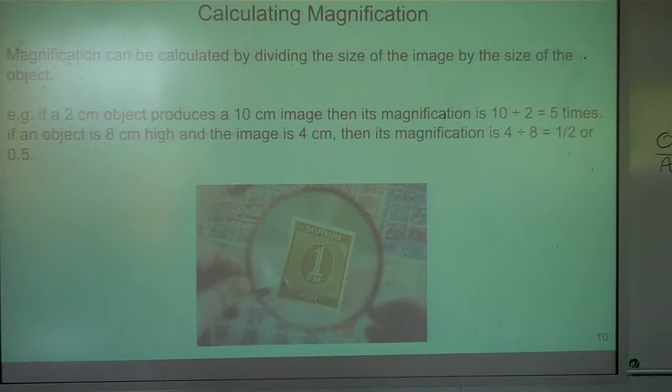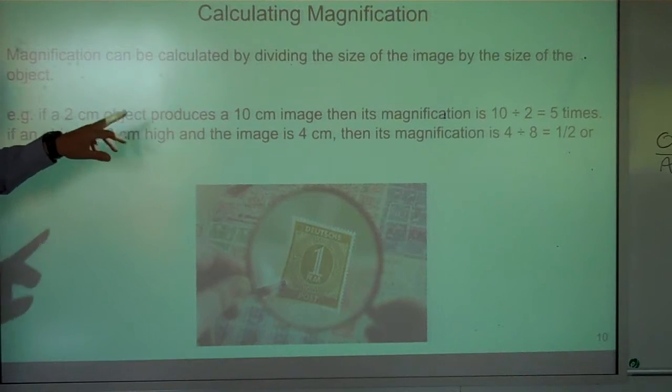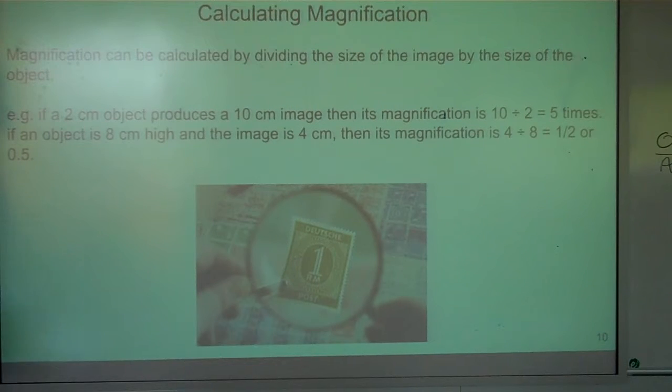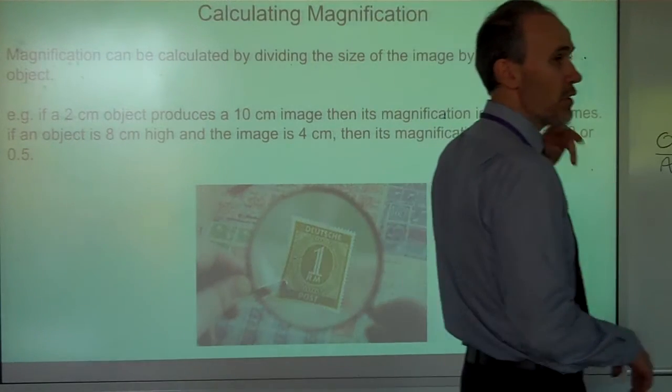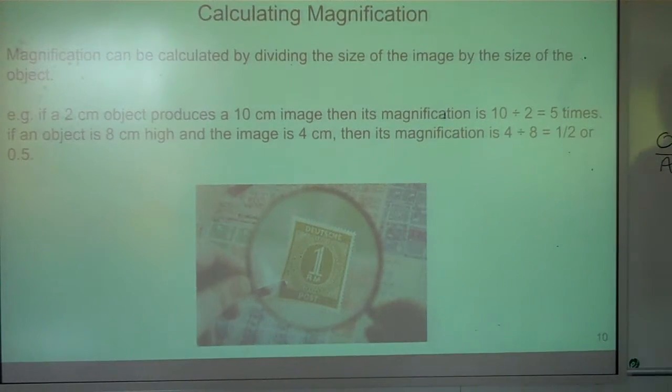Okay, magnification can be calculated by dividing the size of the image by the size of the object. So if a 2 centimetre object produces a 10 centimetre image, how much has it been magnified? Well, 10 divided by 2 is 5 times. It appears 5 times larger than it would normally, which is quite useful.